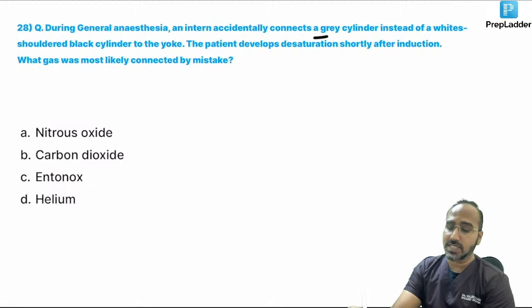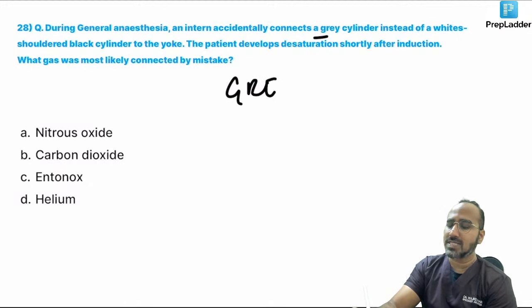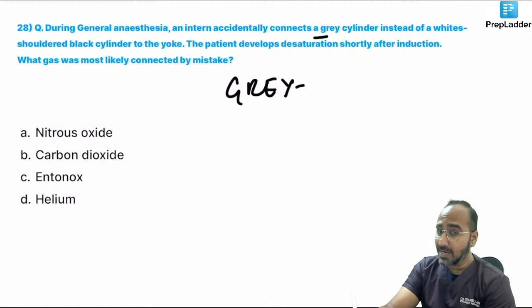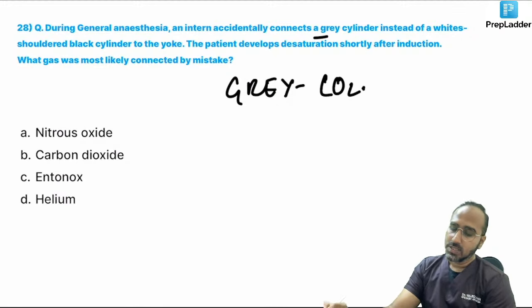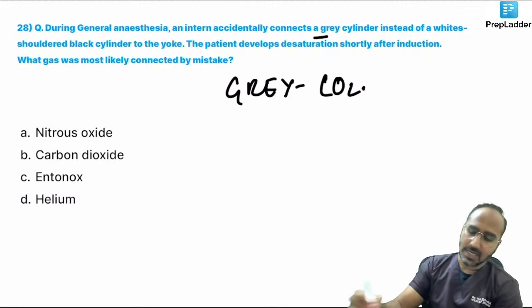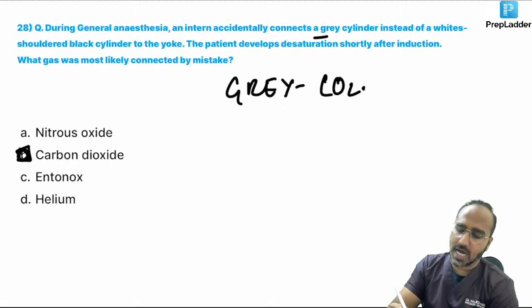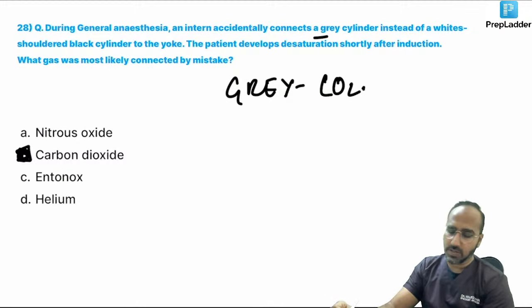But instead of oxygen, he has connected gray. Gray is what cylinder, guys? Gray is a complete gray cylinder. It is always the carbon dioxide. Okay. So what is the likely gas over here which is being connected? It is carbon dioxide cylinder.